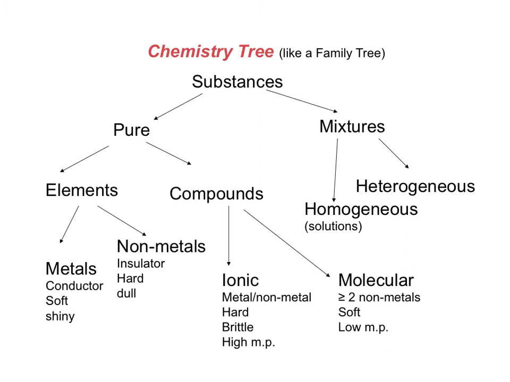Our chemistry tree classifies substances as either pure or mixtures. Pure substances are either elements or compounds. Elements are either metals or nonmetals. Compounds are ionic or molecular. Here are some properties we might be able to use to separate one substance from another.